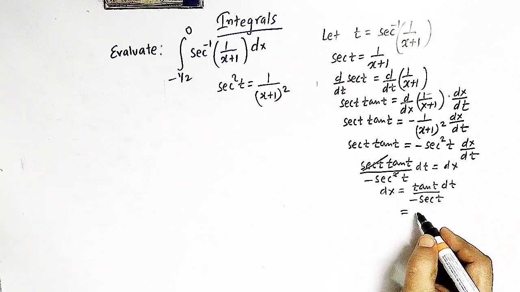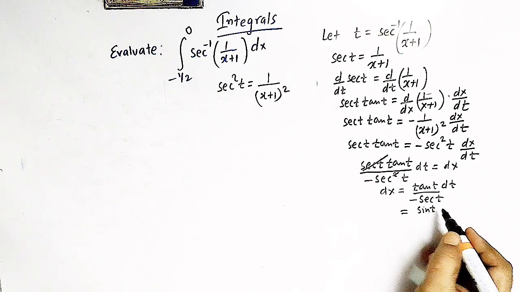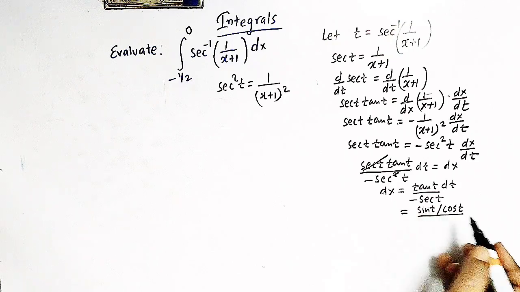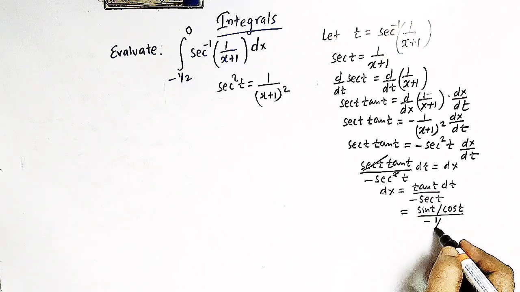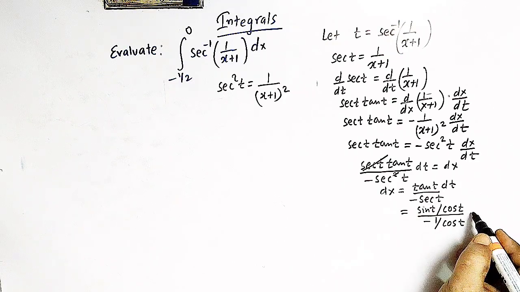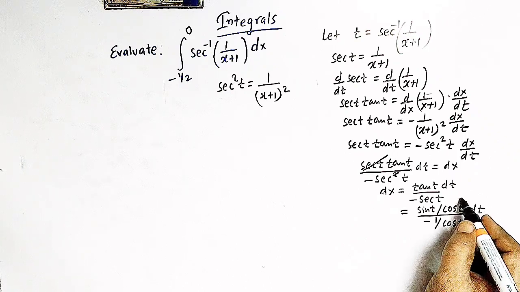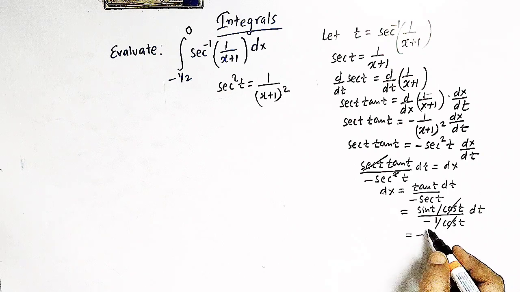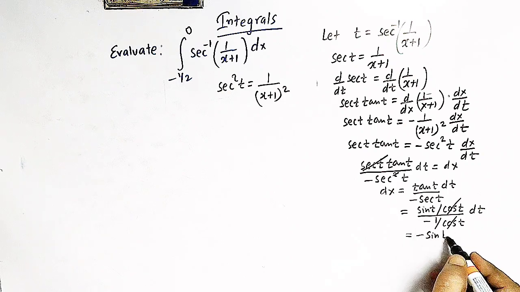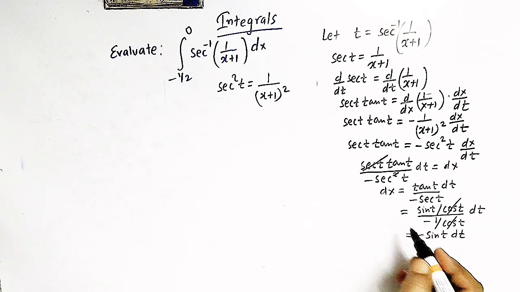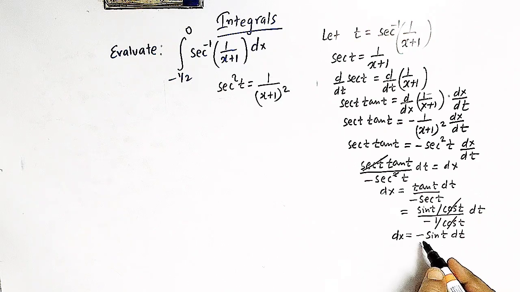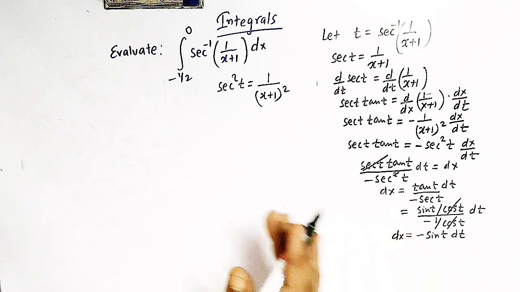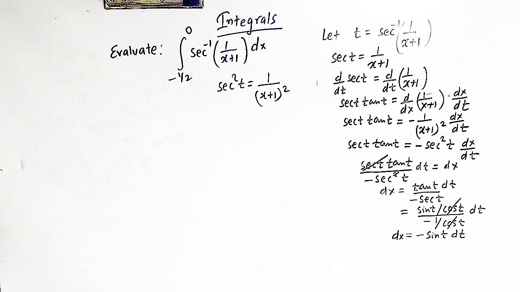Now tan t can be written as sine t over cos t, and for secant t we can write 1 over cosine t, and here we have dt. Now cos t and cos t get cancelled, so we are left with minus sine t dt, right? So dx can be written as the negative of sine t dt. Okay, so now let us change the limits accordingly.